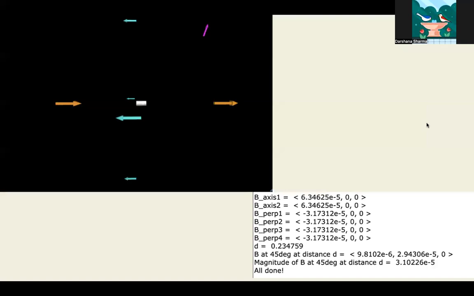So here's my final result. As you can see here, I have all arrows and observation locations accounted for in relation to my bar magnet, and here are all my values. And my magnitude of B at 45 degrees at distance D is 3.102 times 10 to the negative 5 Teslas.